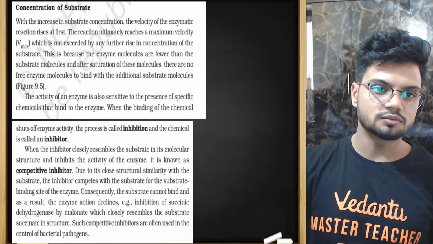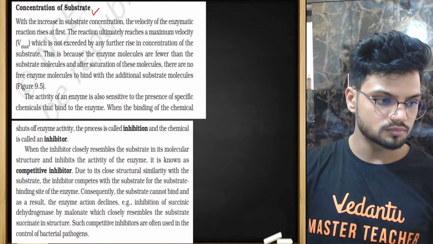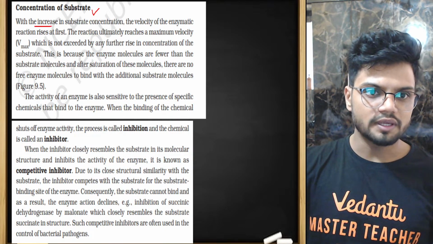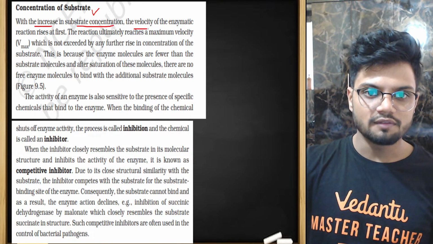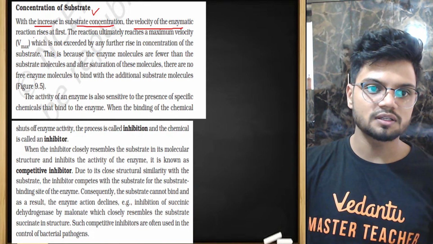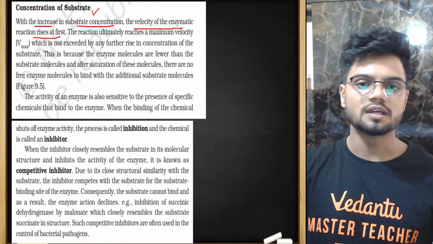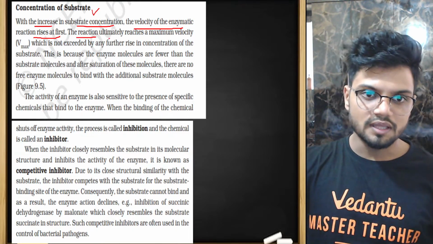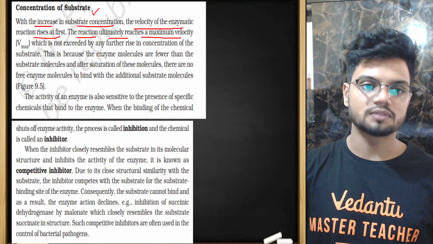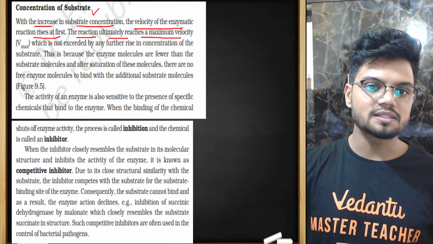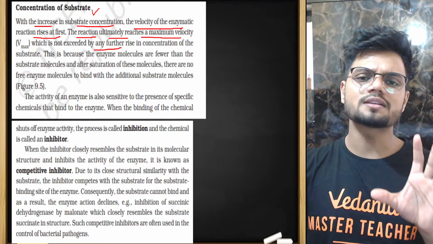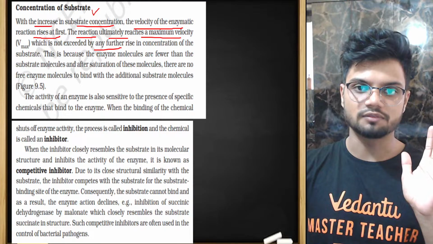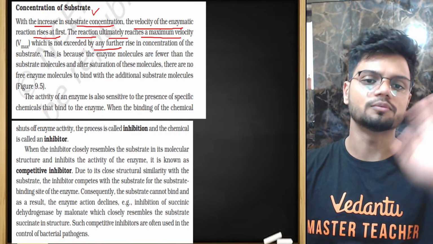We learned about substrate concentration also, right? With an increase in the substrate concentration, the velocity of the enzymatic reaction rises at first. So initially it will increase. If you add more substrate, the rate will increase to start with. The reaction ultimately reaches the maximum velocity, called Vmax, which is not exceeded any further. That is, at Vmax, however much substrate you add, the reaction will not increase any further. That is Vmax, the maximum velocity it can go. Okay.